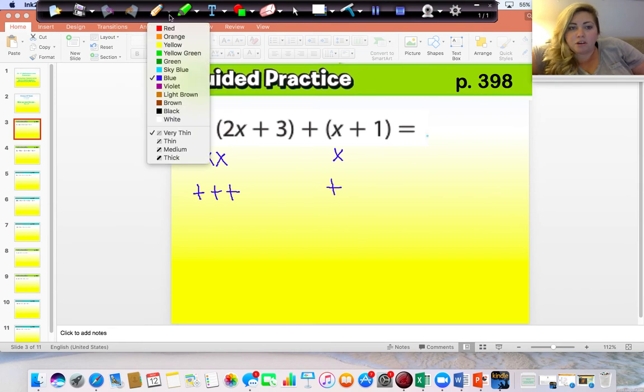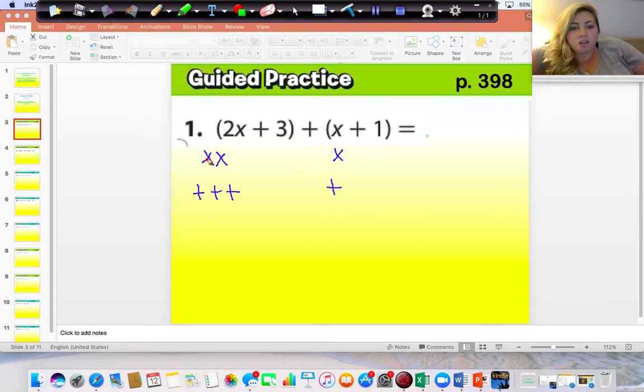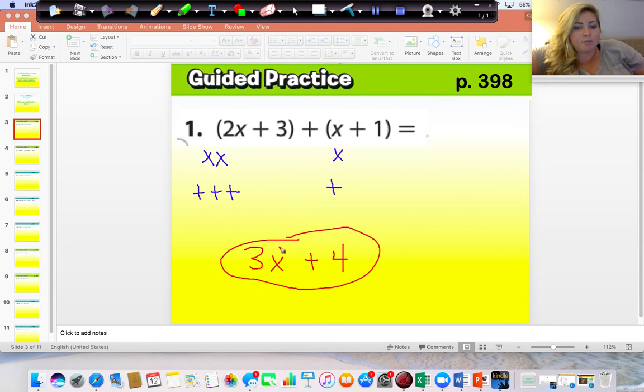And then for my answer, I'm going to add all of them together. So 2x's plus 1x, that gives me 3x's total. And 3 positive signs plus 1 positive sign gives me 4 positive signs. I'm going to keep my plus sign in the middle. So 3x plus 4 is my final answer for this problem.